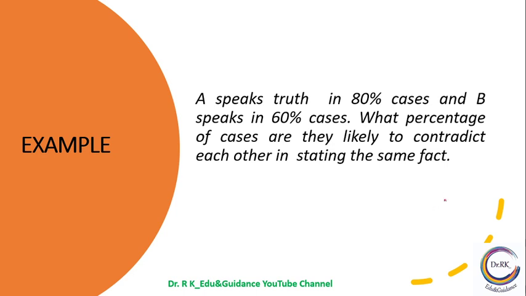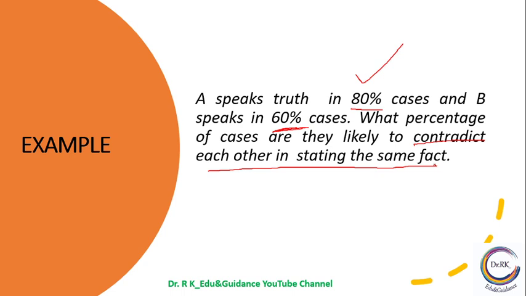Now another example to understand the basic stuff. A speaks the truth in 80% of cases. That means 0.8 is the probability that A speaks the truth. And B speaks the truth in 60% of the cases. Right? So the probability that B speaks the truth is 60 by 100. Now what percentage of cases are they likely to contradict each other in stating the same fact? Right? So what are the possibilities that A and B contradict each other?